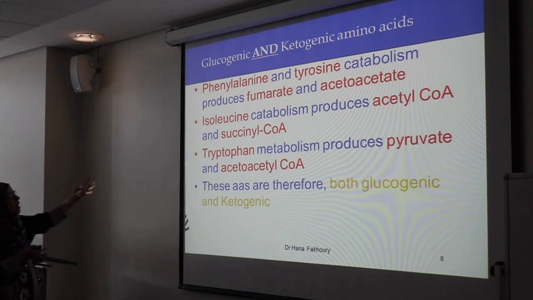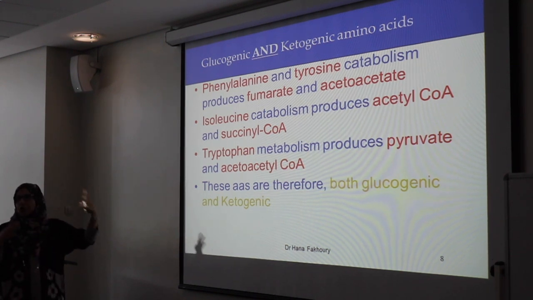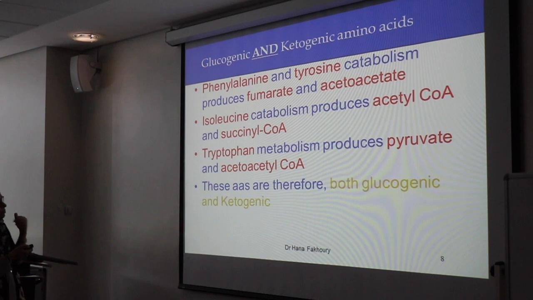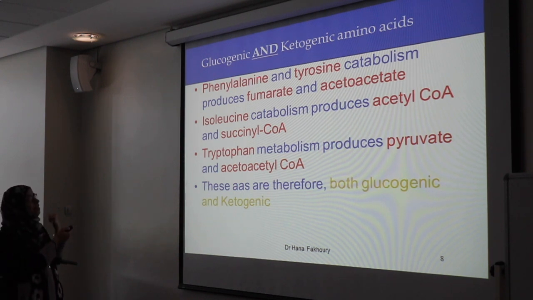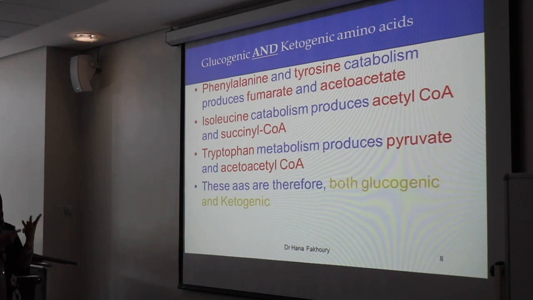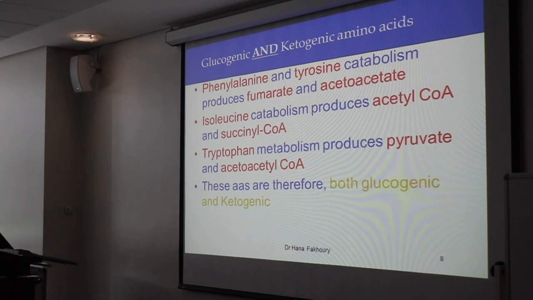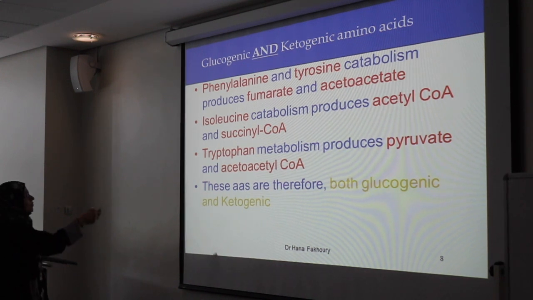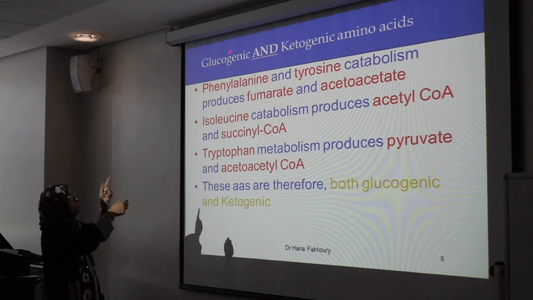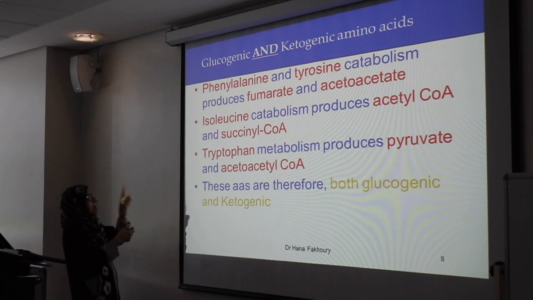Okay? What about the amino acids which are both gluco and ketogenic? So these are phenylalanine and tyrosine. I told you before, we need to convert phenylalanine to tyrosine by hydroxylation. We will see the reaction later. And then tyrosine can be broken down to fumarate and acetoacetate. So phenylalanine and tyrosine are both gluco and ketogenic.